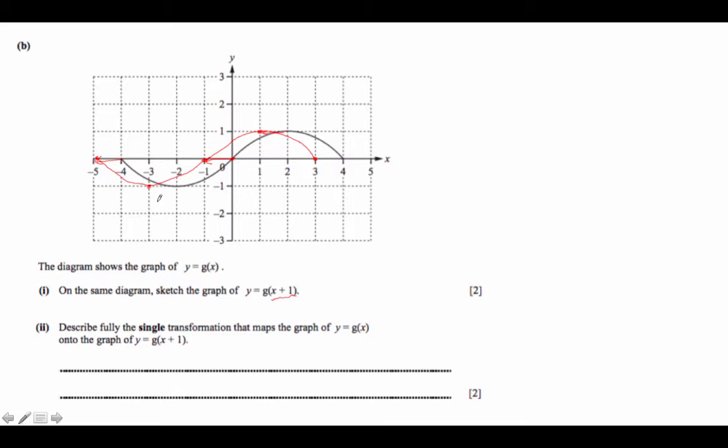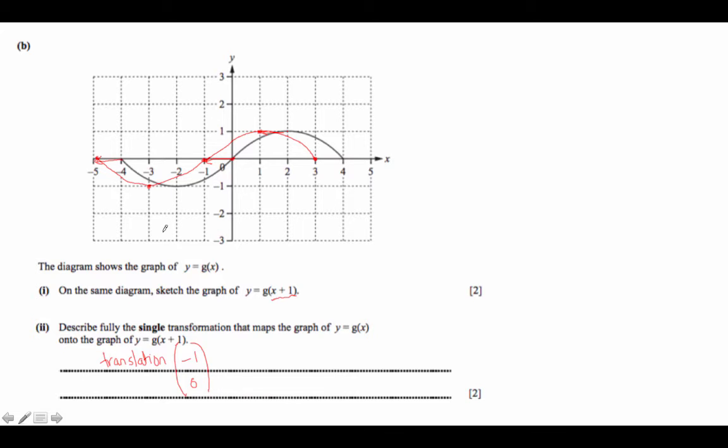In part B, or part 2 rather, it says describe the single transformation which maps the original graph onto the new graph. I know some classes, you've already talked about this idea of a translation, a movement, and column vectors. So if you've already covered that, we'd expect you to see a translation. The top number is left and right, and the bottom number is up and down. So this is 1 to the left, which means it's a translation of -1, and it hasn't gone up or down, so it's a 0 there.